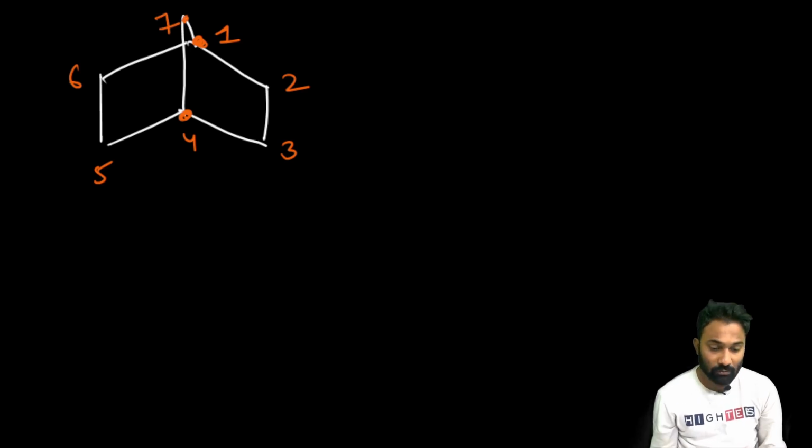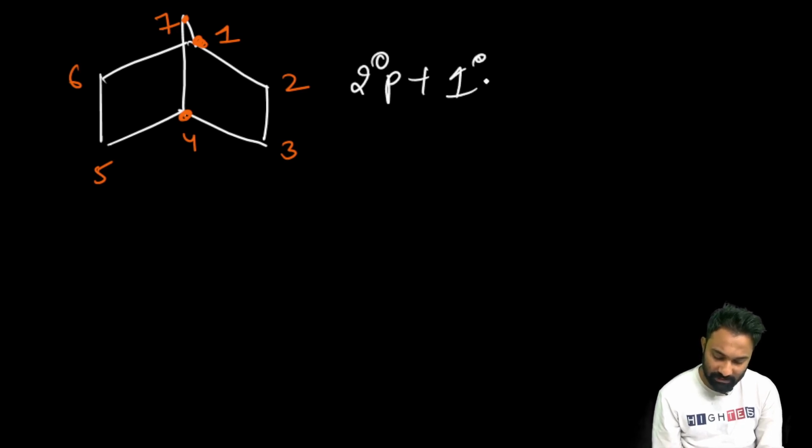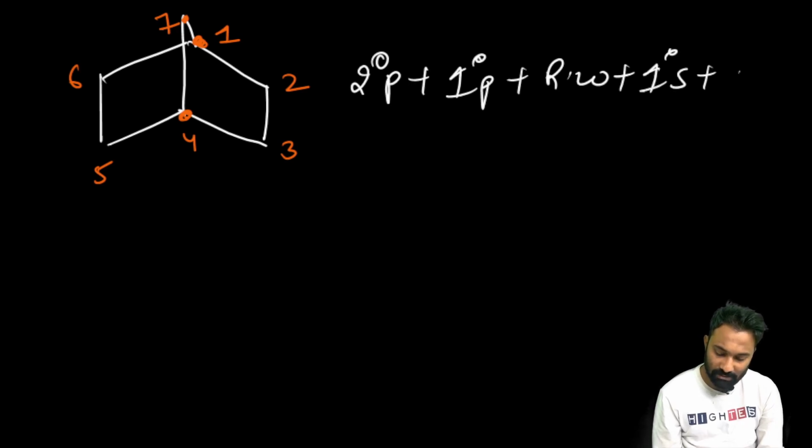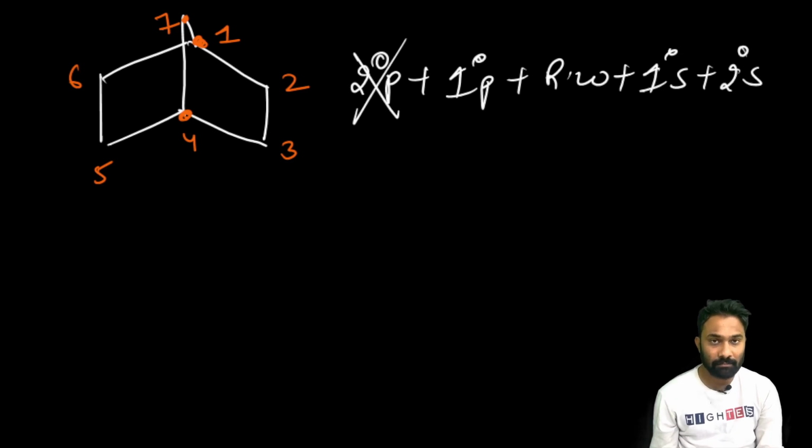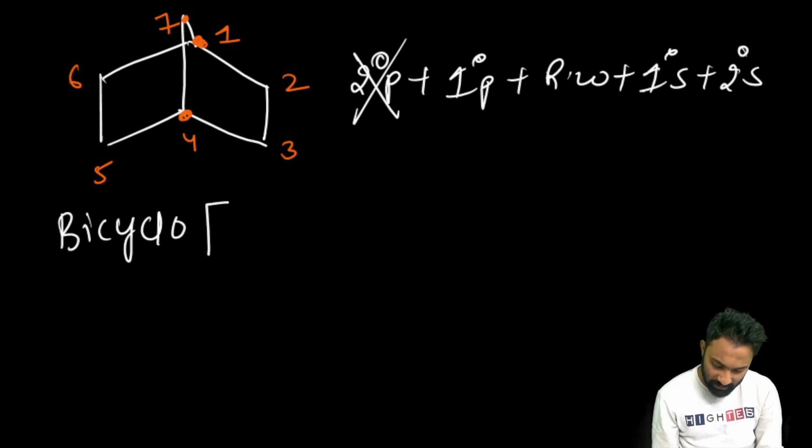Now what I said: to write the naming, first we have to write the 2 degree prefix plus 1 degree prefix plus root word plus 1 degree suffix plus 2 degree suffix, right? The 2 degree prefix is absent because there is no substituent in this compound. Then the 1 degree prefix for this bicyclo compound is bicyclo. After bicyclo, now mention the longest carbon path. Mention the carbon paths in the square bracket.